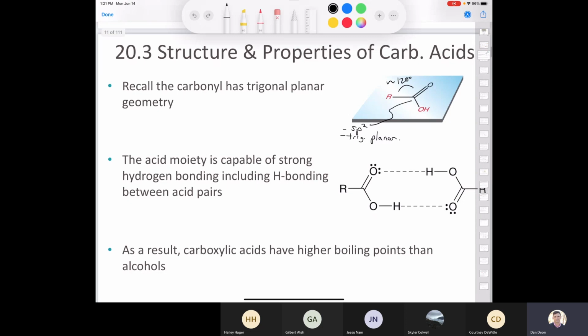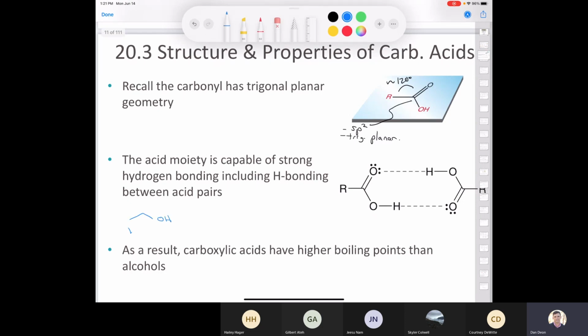Let's say, for example, you compare the boiling points of ethanol, which has a boiling point of 78 degrees Celsius, whereas acetic acid, which only differs by the double bond to oxygen, has a boiling point of 118 degrees Celsius. And again, it's because of that maximized hydrogen bonding between the delta negative of the carbonyls and the delta pluses on the hydrogens. So again, carboxylic acids maximize their capability of hydrogen bonding.